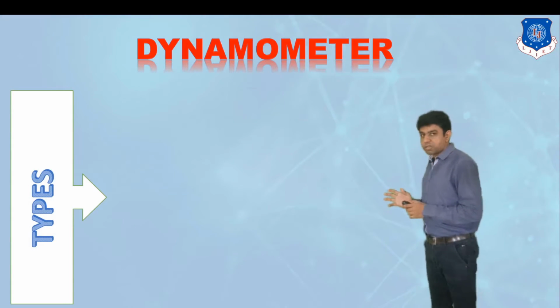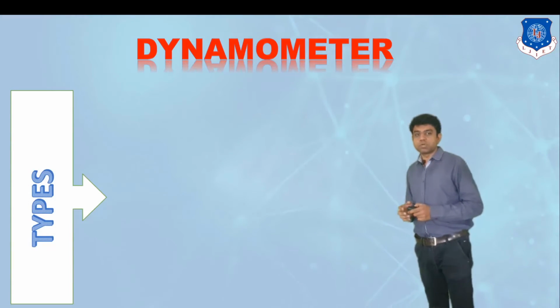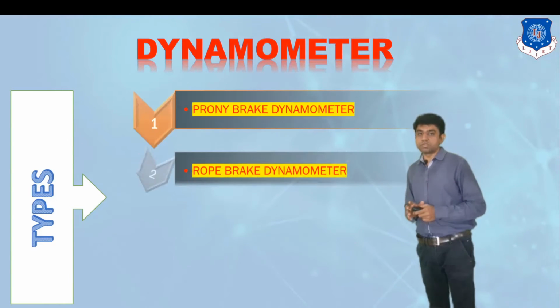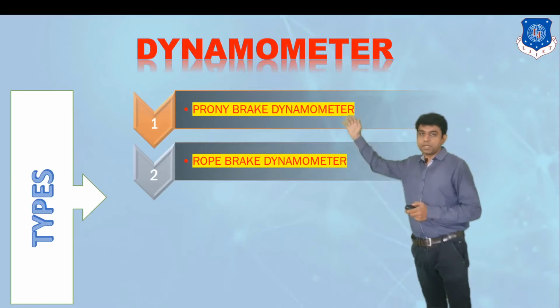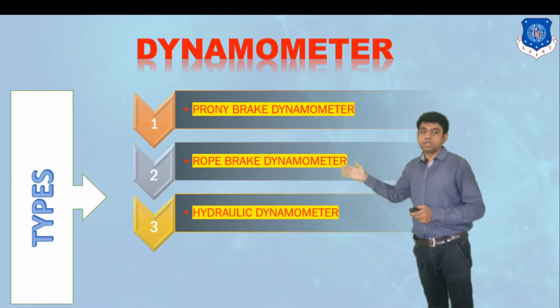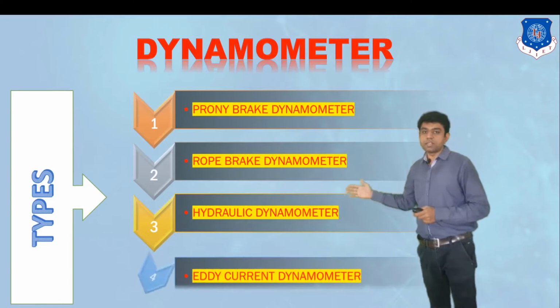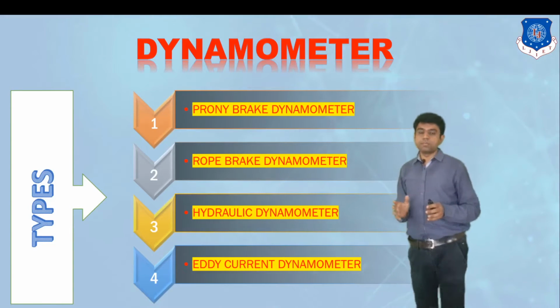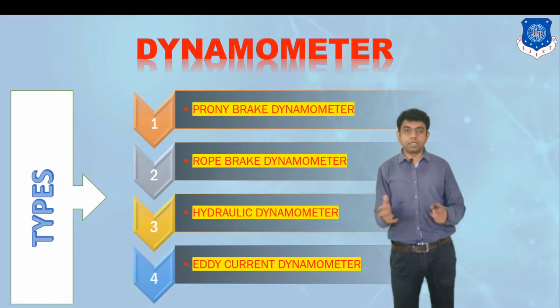Now when we talk about a dynamometer, especially in engine testing, we have four different types of dynamometer. First one is a Prony brake, second one is a rope brake dynamometer, third one is a hydraulic dynamometer, and the fourth one is an eddy current dynamometer. All four dynamometers we are going to elaborate in detail.